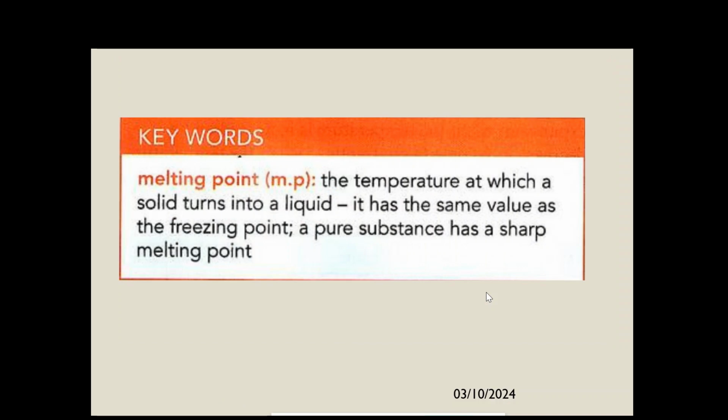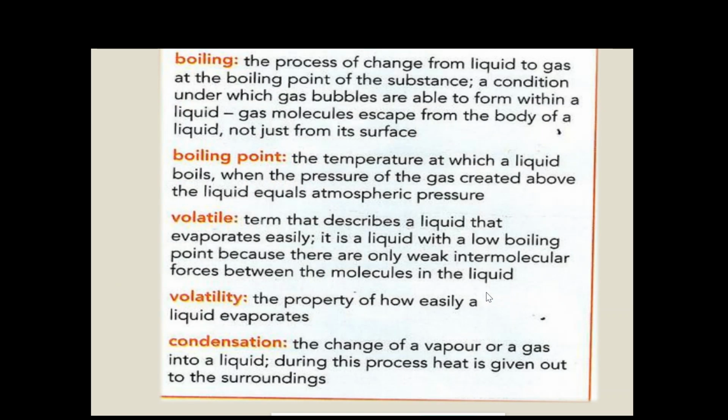If we have pure water, it will have a sharp melting point of 0, not above or below 0. But if the water is mixed with something else, like salt, it is not pure, so it will have a different melting point. So, what is the boiling point?